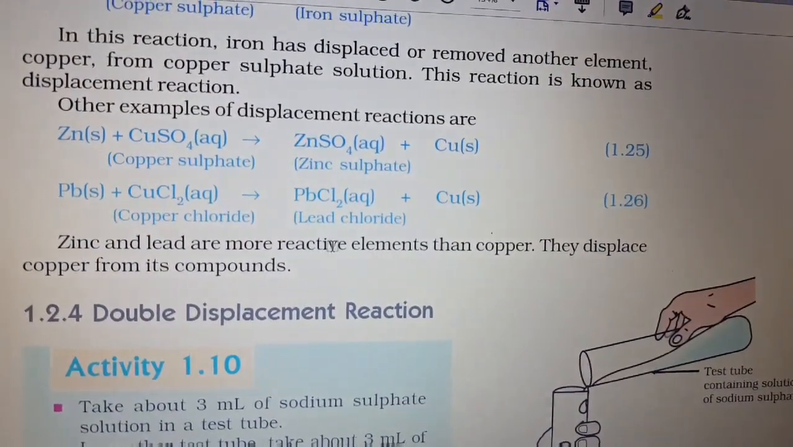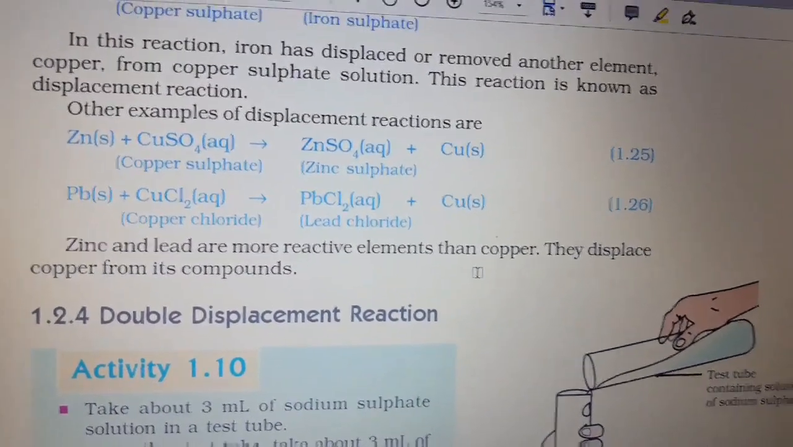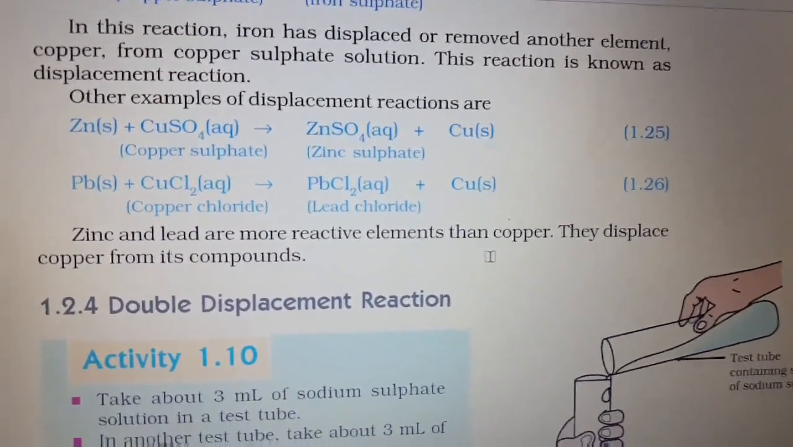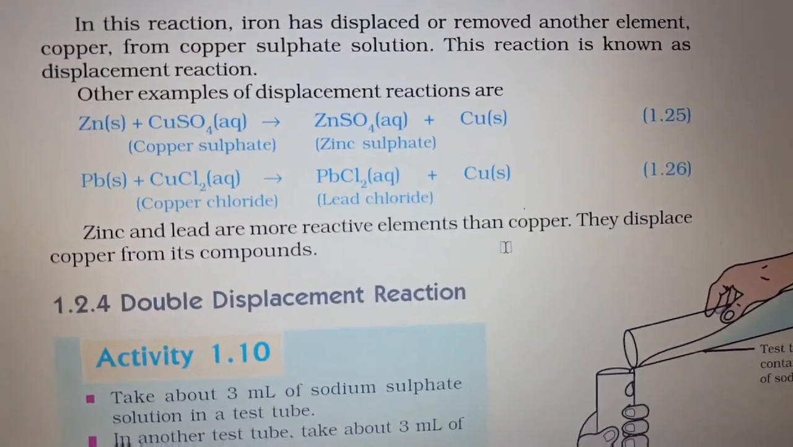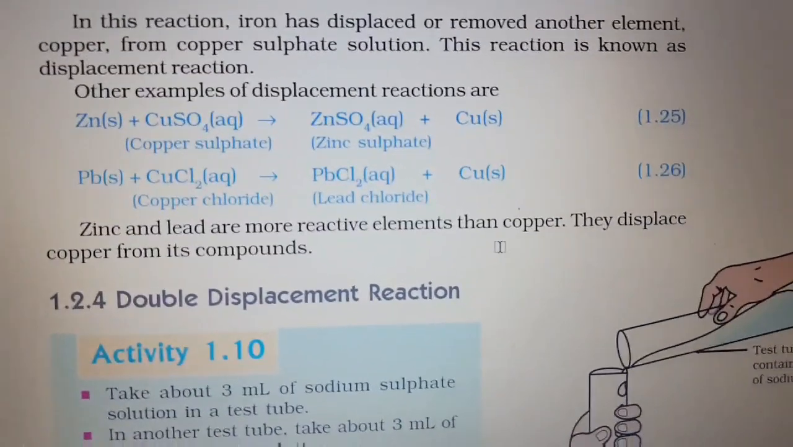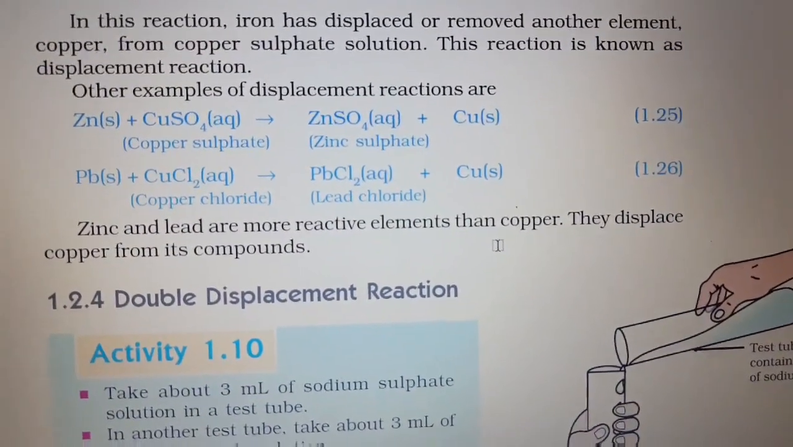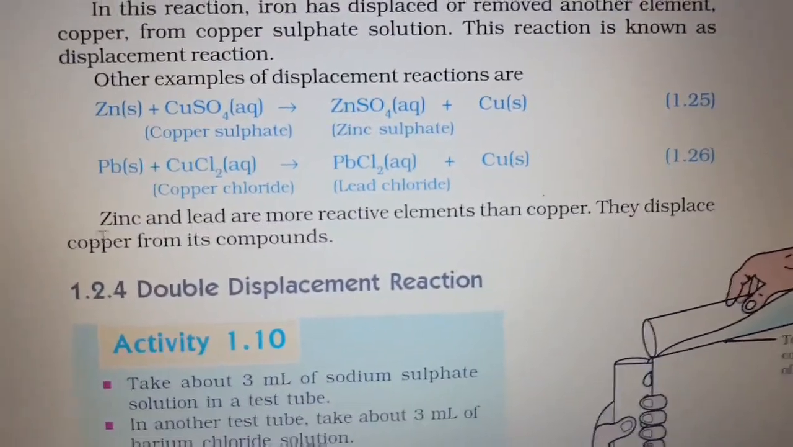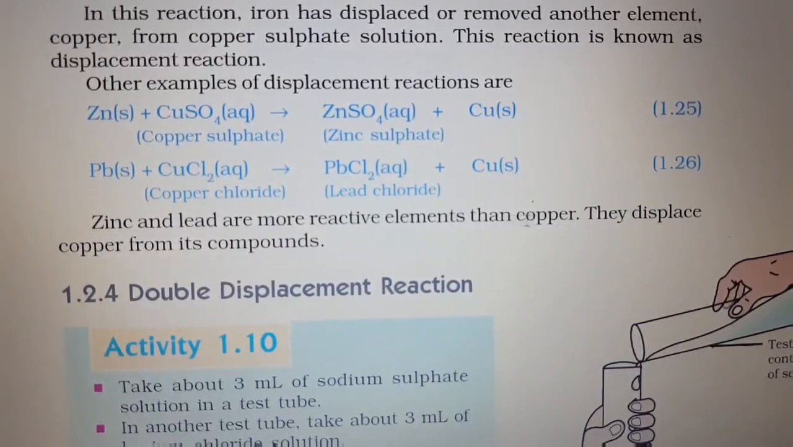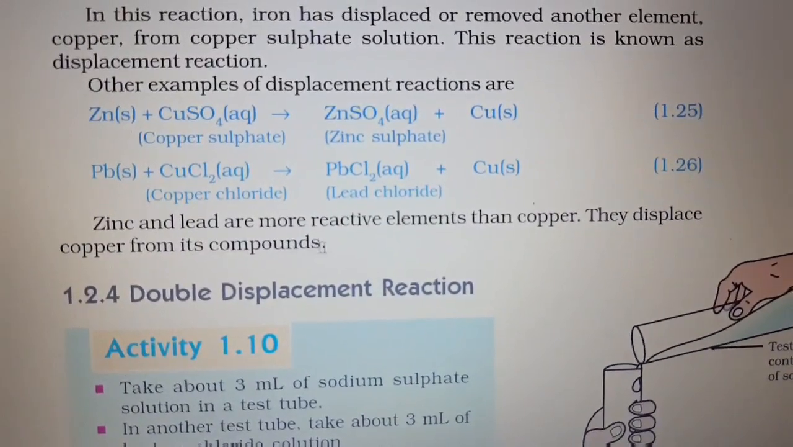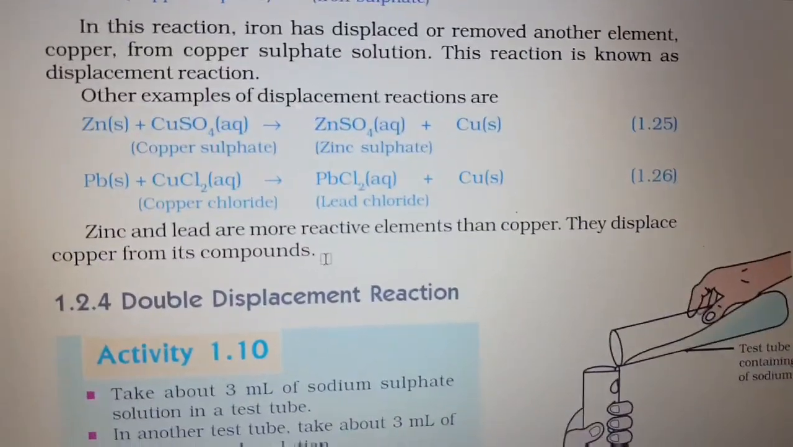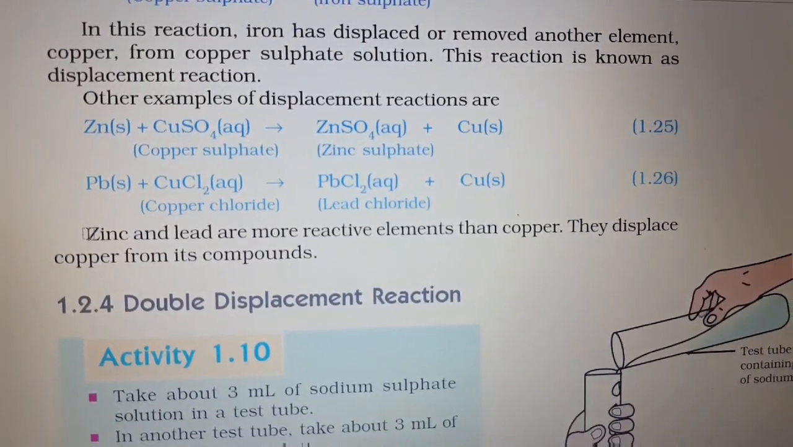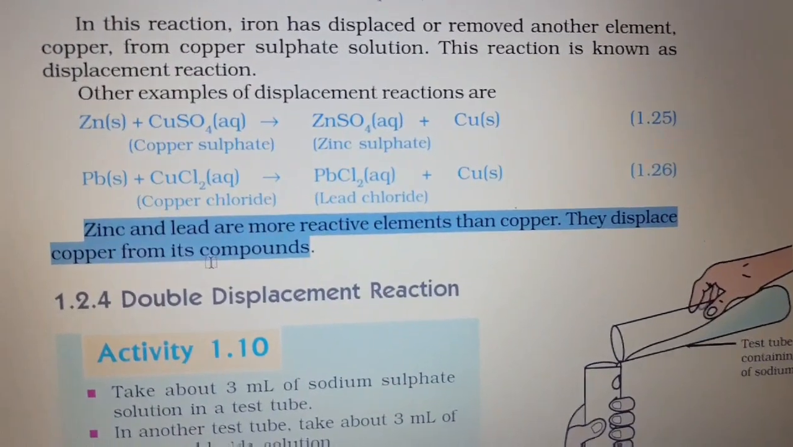Zinc and lead are the more reactive elements than copper. As I have just told you, these reactions occur depending upon the relative reactivity. Here it is written that zinc and lead are more reactive elements than copper. They displace copper from its compound. It's one of the important lines, so it will be better to underline this.